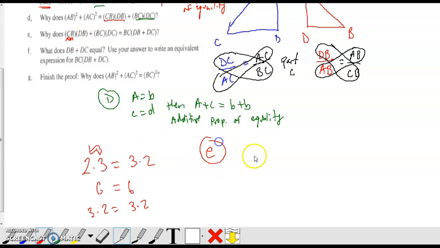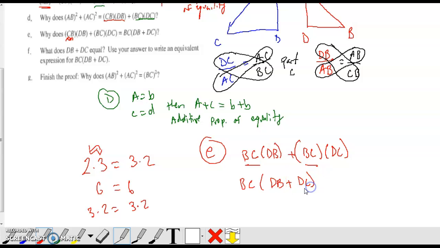So if we go to part E, right here, if I rewrite BC times DB plus BC times DC, what do they both have in common? They have BC. So we're factoring out that value, right? This is technically the reflexive property, and we're using that to figure out why that works. Okay, so let's jump to letter F.